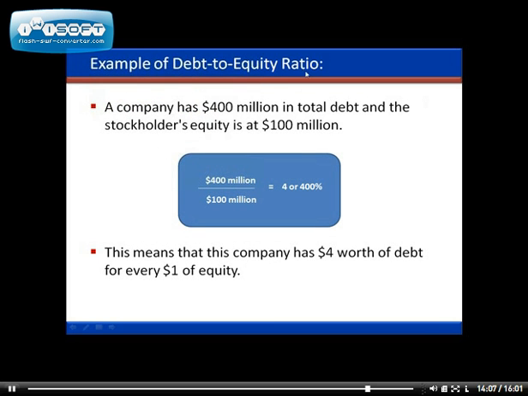So let's look at an example of debt to equity ratio. Let's say a company has $400 million in total debt, and the stockholders' equity is at $100 million. Okay, so we put $400 million over $100 million, and we come up with 4 or 400%. And basically what this means is that this company has $4 worth of debt for every dollar of equity.